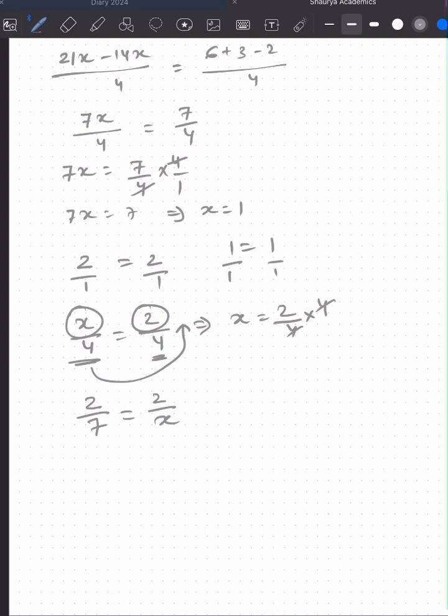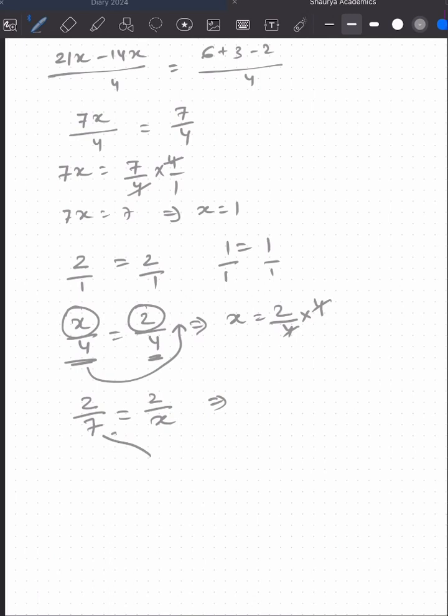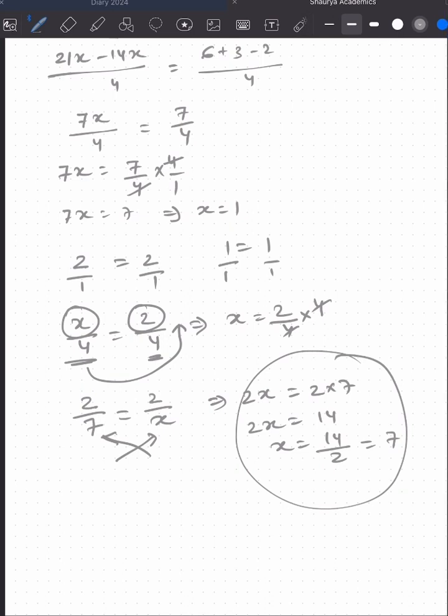It means that we can try and solve this by cross multiplying. So this will become 2x is equal to 2 into 7, 2x is equal to 14, x is equal to 14 divided by 2 is equal to 7. You can skip these steps by simply observing that the numerators are same, hence the denominators are also same here because this is an equation. The value of x is right in front of you, 7.